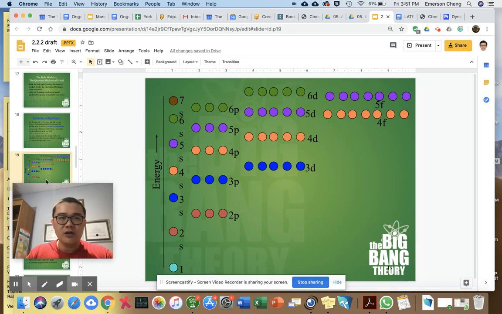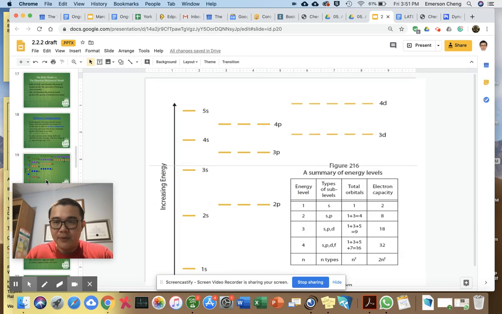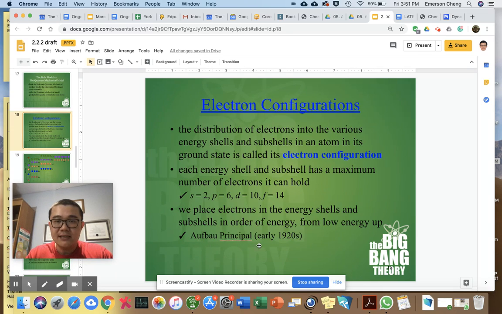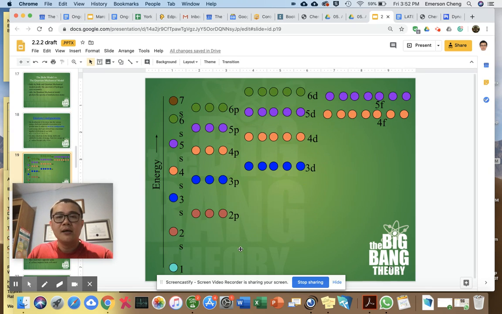In this case, we're going to talk about how we actually fill up the different orbitals. Here are a number of rules, as you can see. For example, this principle, you also followed when you learned how to draw the Bohr-Rutherford diagram. You put the electrons on the lower shell first before you draw on the other shells. The same rule still applies.